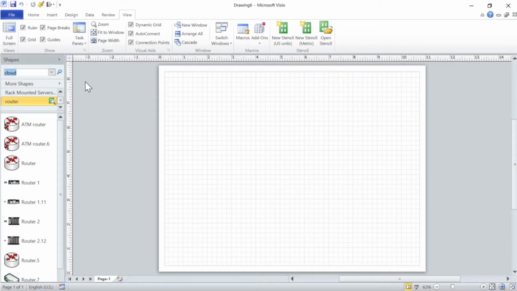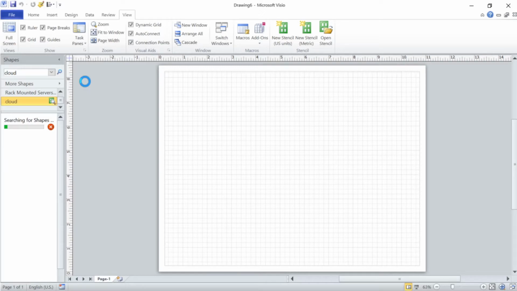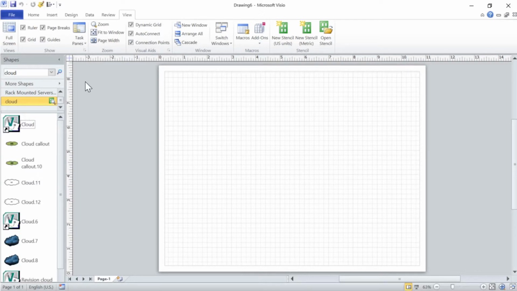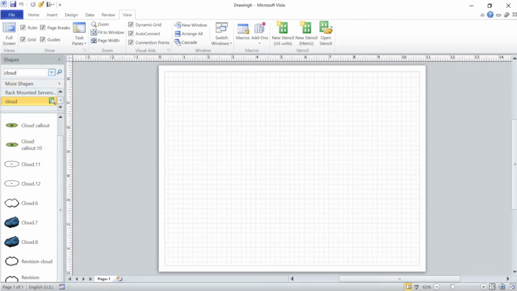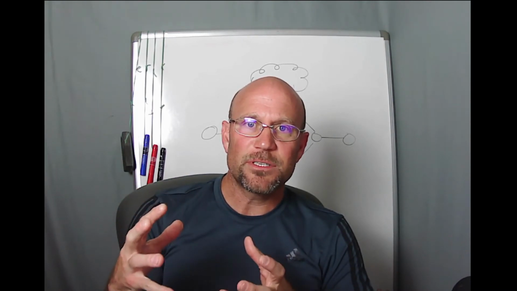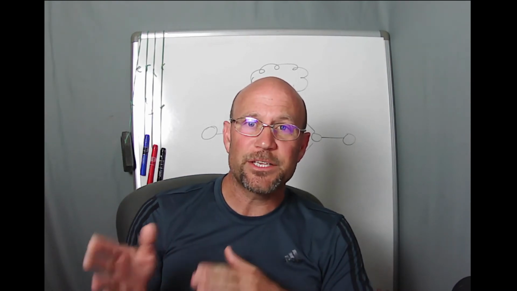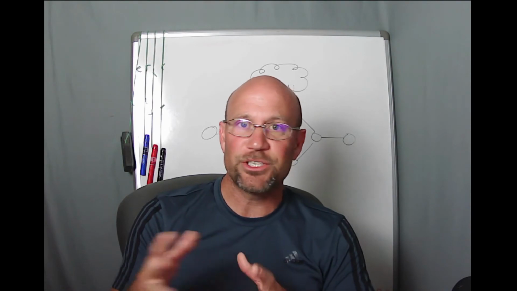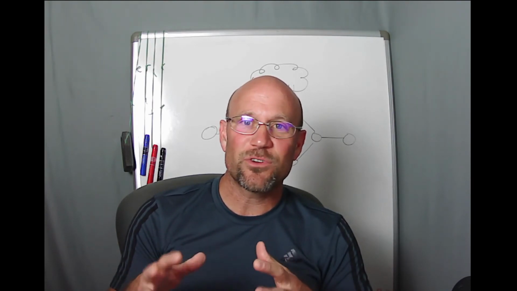So I'm typing the word cloud in here, hit enter, and let it search for objects that fit the description of cloud. Some of you might think, how do you know what word to type in there? You know what? I don't. I just type in what has something to do with the types of items that you're working with. There's various Visio stencils that are for an industry like design or engineering or building construction or just various things.